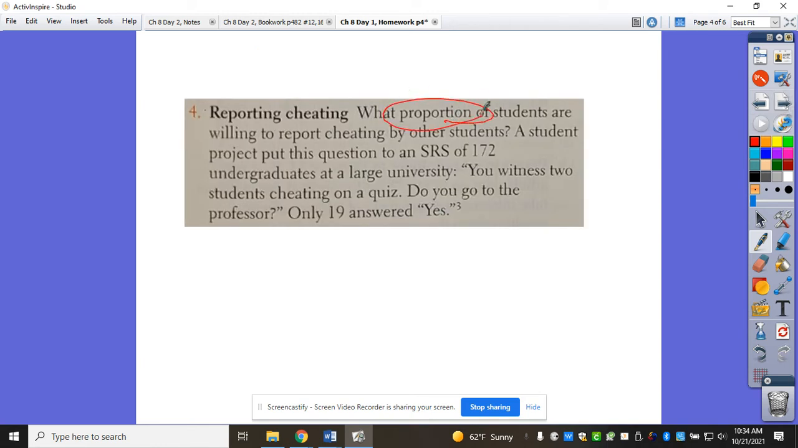Proportion again. Report cheating by other students. Simple random sample of 172. That's my lowercase n. This is my number of successes. So P hat equals 19 out of 172, which ends up giving me about what?